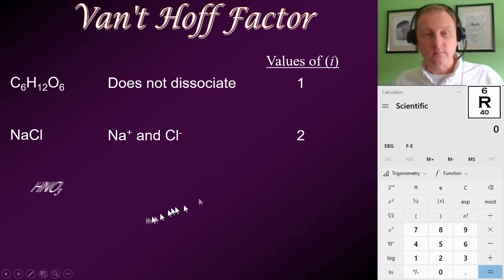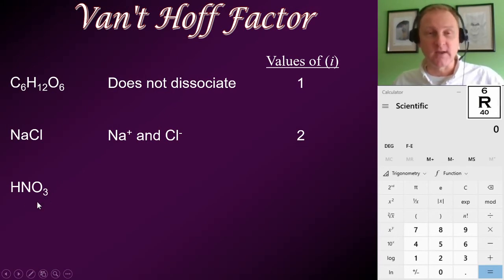All right. The next one we're going to talk about is nitric acid, or hydrogen nitrate, if you will. Now, how do you know when things are going to dissociate or not? If it's ionic, it dissociates into its ions. If it's covalent, it doesn't. So if it's metals, sodium, to nonmetals, it dissociates, but if it's all nonmetals, it does not dissociate.